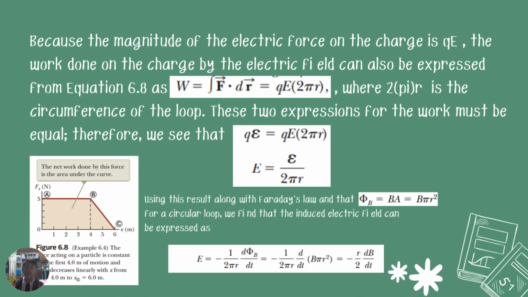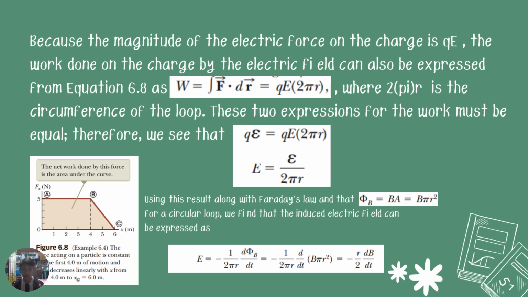Because the magnitude of the electric force on the charge is qE, the work done on the charge by the electric field can also be expressed from equation 6.8, which is this formula, where 2πr is the circumference of the loop. These two expressions for the work must be equal. Therefore, we see that the work by the EMF is equal to the force times 2πr.